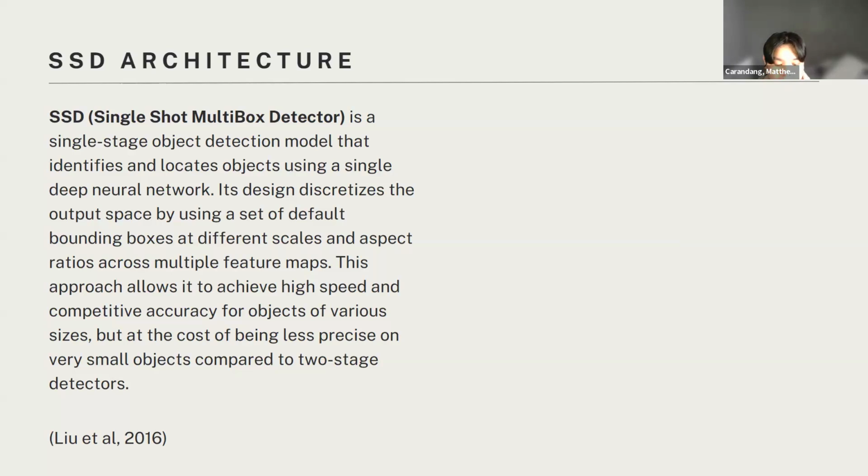So SSD's key idea was to tackle the problem of objects at different scales. Its design uses a set of default bounding boxes, which we'll see later. But you can think of them as predefined templates or anchors at different scales and aspect ratios. It places these default boxes across multiple feature maps, which, as we'll see, is what allows it to get both high speed and good accuracy.